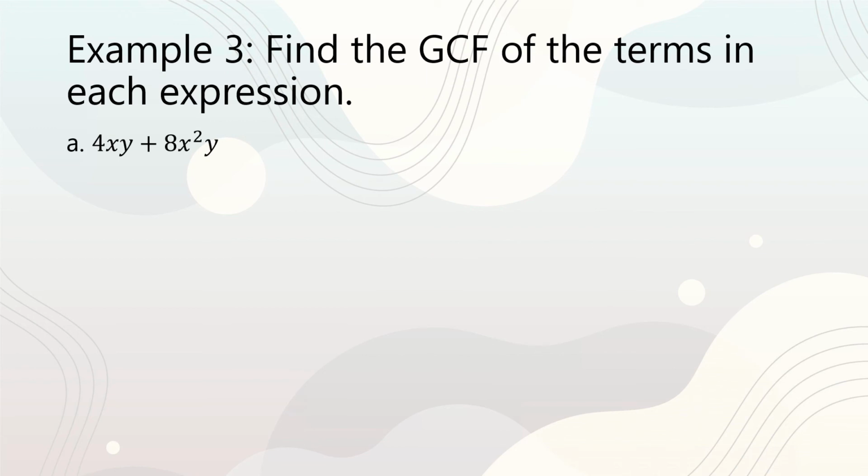Now, we have here an expression. So what if the instruction now is to find the GCF of the terms in each expression? As an example, we have here example 3a, 4xy plus 8x squared y. First, you have to identify how many terms we have here and what separates them from each other. So take note, terms are separated by a plus or a minus. Looking at our given, there's a plus in here. In other words, this is our first term. This is our second term.